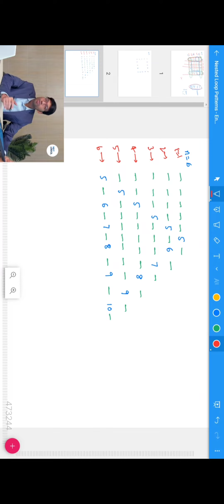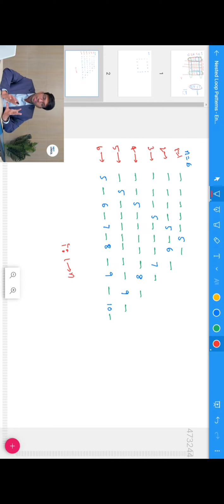Okay, for any given n, we'll have n rows. So I will move from 1 to n, so range of 1 comma n plus 1. Right. So now let's observe the pattern. Let's identify the pattern. This is the important part.